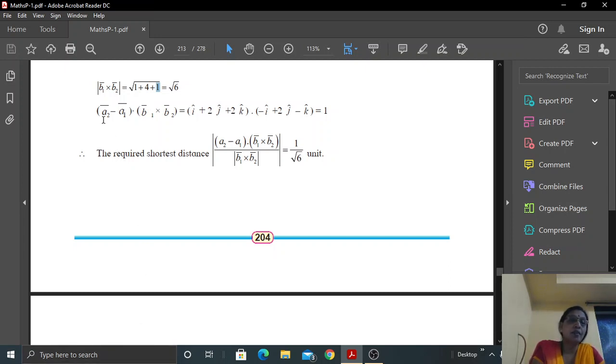Now consider a2 bar minus a1 bar dot b1 bar cross b2 bar. Now put the values here and carry on the dot product. This is a2 bar minus a1 bar dot, this is the value of b1 bar cross b2 bar. After simplifying, we get 1, that is i dot i, j dot j, k dot k. Therefore, the required shortest distance is equal to 1 upon root 6 units.